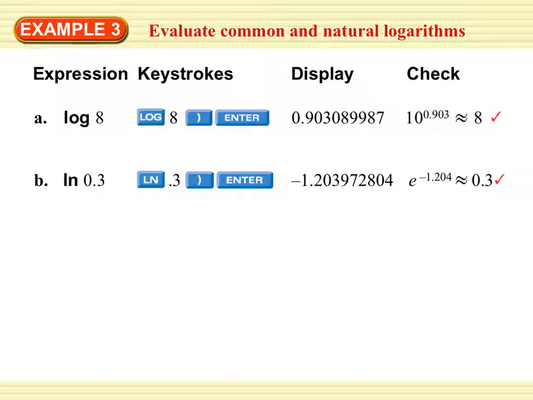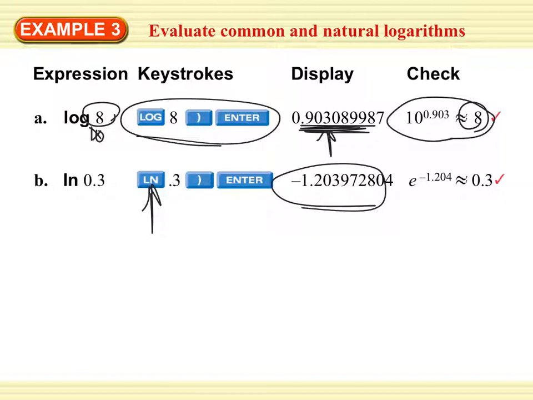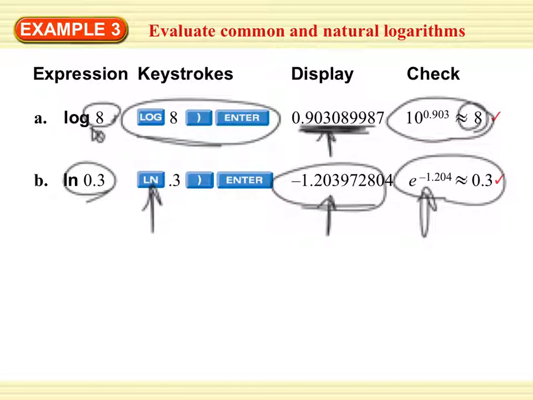So we can do this with our calculator. If you want to take the log of 8, note it is base 10, but we don't have to write that. We can use our calculator and get our display. And then we can check it, which is pretty cool. Just do 10 raised to this number, and it should come back to the beginning. And then the natural log of 0.3, we've got that button, which gives us this, and we can check it by doing e raised to the answer and making sure we get the original problem.